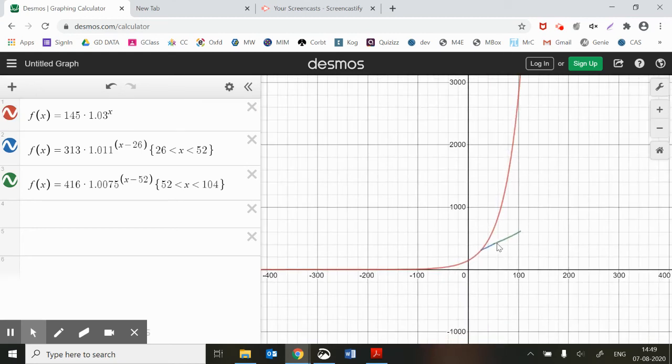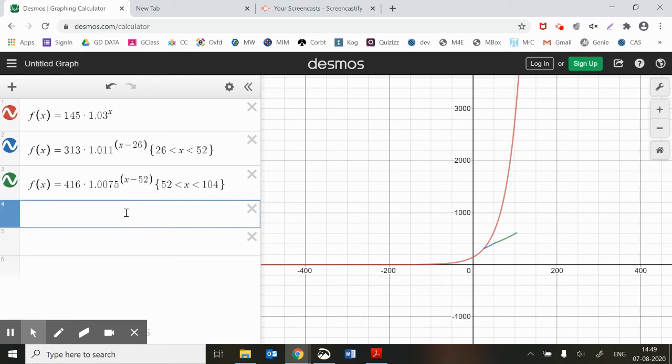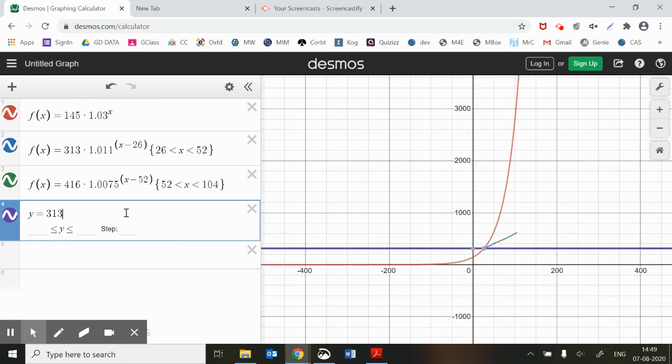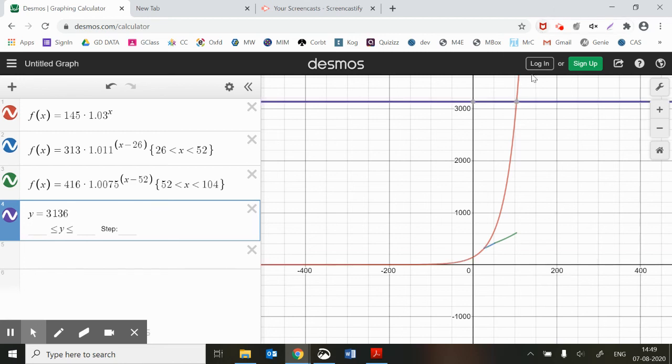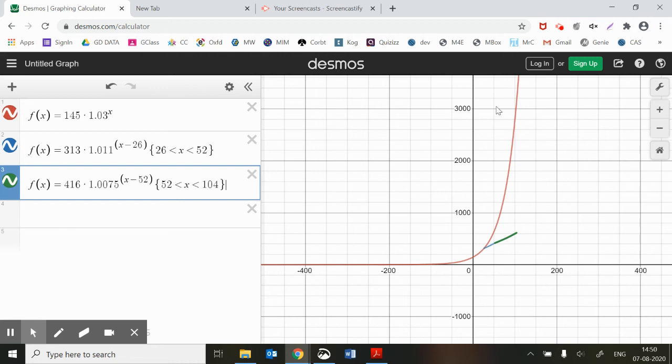And up at, let's just put in y equals 3 billion and something, or 3 billion 136, I think. At this point here, this was what you'd get after 104 months. Okay, that was the original prediction if the increase in users continued at the rate of 3% per week. Remember, that was part A. Okay, but you can see that the model was actually much more like this.